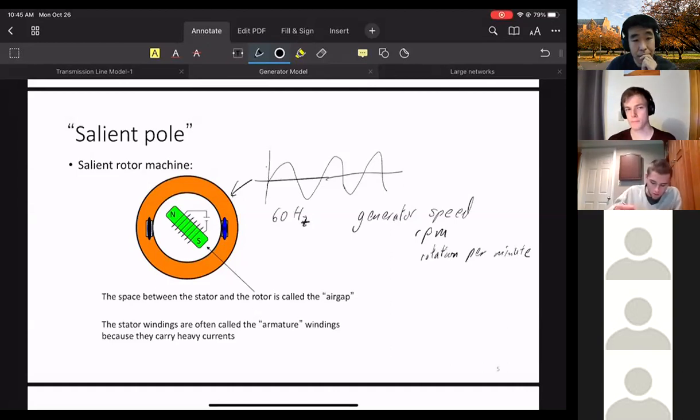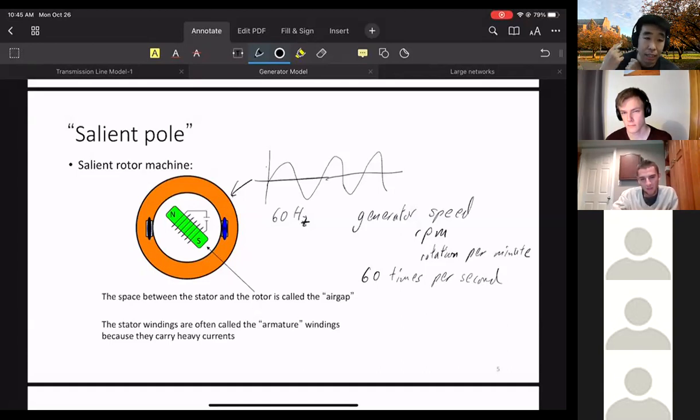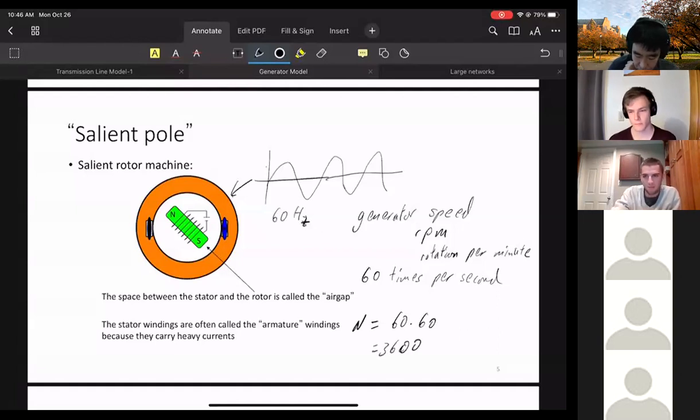This is fairly straightforward. One turn of the generator creates one period in the sinusoid. So it's not one RPM. It's 60 times per second, 60 revolutions per second, 60 hertz. Each second, I need to turn this thing 60 times. So the speed of the generator, normally written as n, is 60 times 60, because we're talking about per minute, 60 seconds per minute. This is 3600 RPM. So you turn this generator at 3600 RPM to generate at 60 hertz.